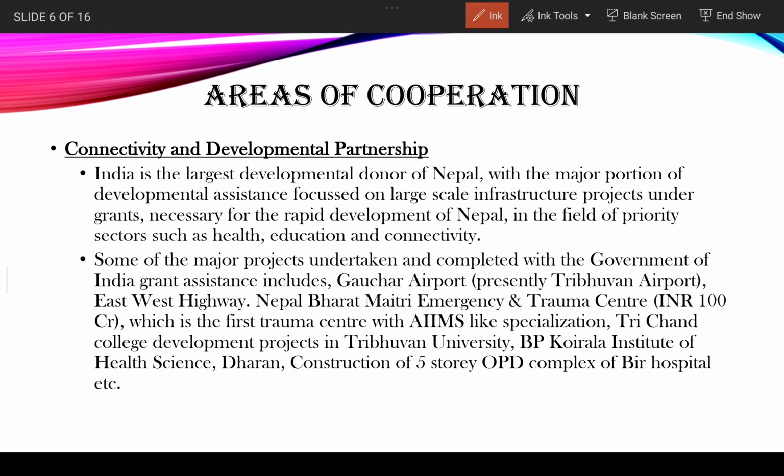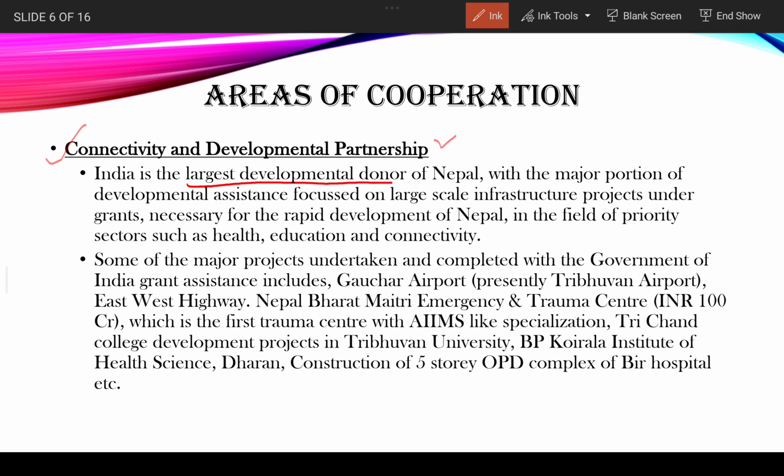Okay, now the next thing is connectivity and developmental partnership. When it comes to connectivity and developmental partnership, there are various projects, various railway links, and other developmental projects between the two countries. I know it is not possible to remember all of them. It would be really good if you are able to, but at least you should read them for any kind of question which might be there in the prelims. But for mains, you should remember a few of the important examples. So this is the connectivity and developmental partnership between India and Nepal.